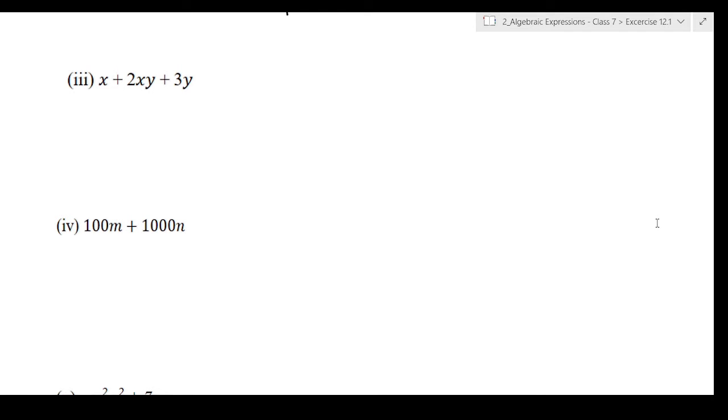X plus 2xy plus 3y. So we have 3 terms in this expression. Do we have a constant? Do we have a term which is only a number? No, there are no constants. There is no constant in this problem. Okay, so first write the different terms. So which are the different terms? X, 2xy and 3y. Now if there is no number, it is 1.